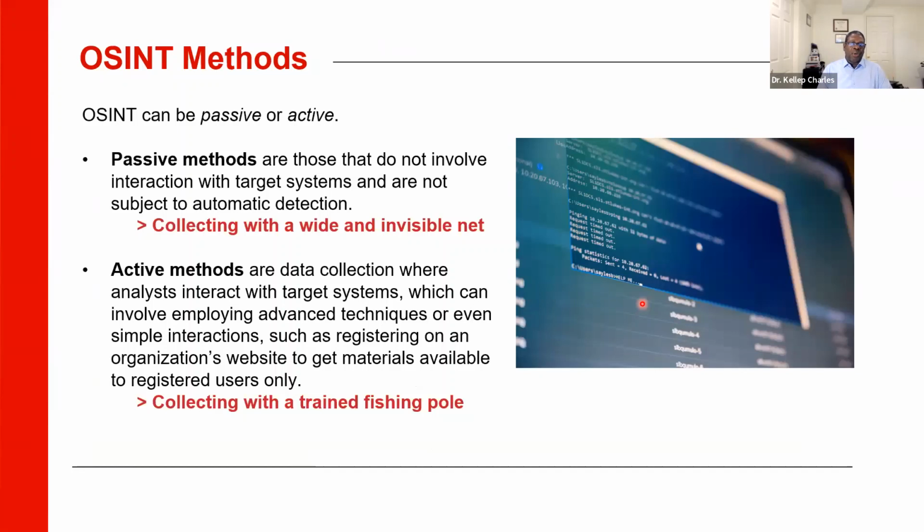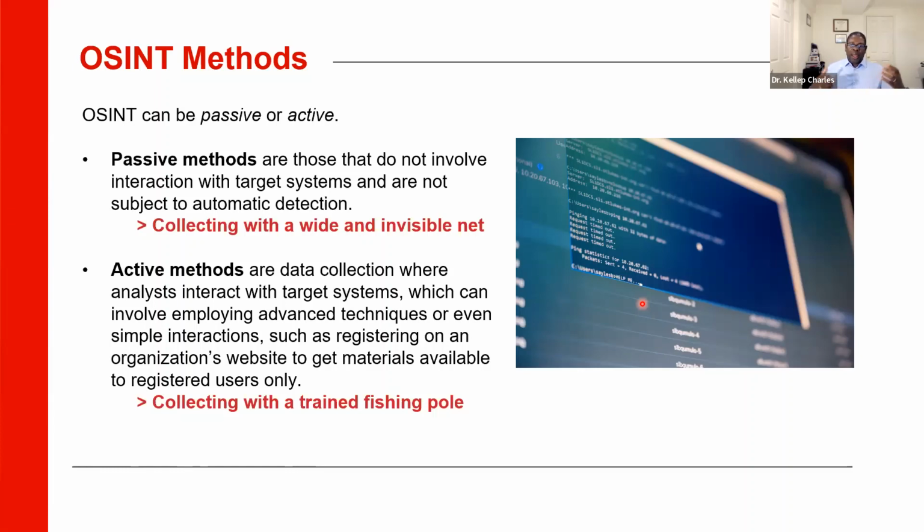A couple of key things that I want to talk about when we talk about OSINT methods is that you have what are known as passive and active. When we talk about passive OSINT methods, basically you're doing search, you're not interacting with the target, and basically you're collecting the information. With active methods, there is some level of interaction.